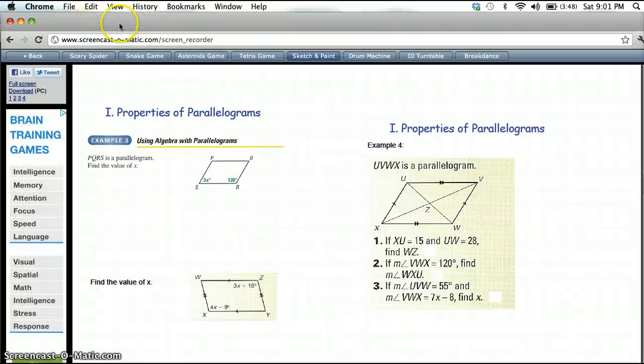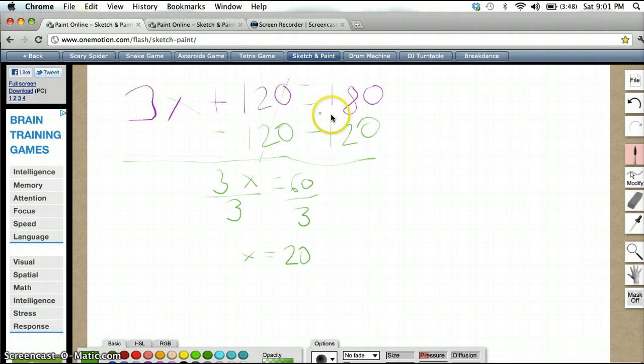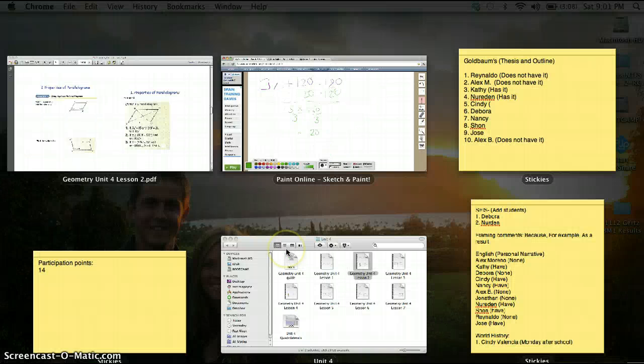3x plus 120 is 180 degrees. Then you subtract 120 from both sides. You get 3x is 60. You divide by 3, and your x is 20.